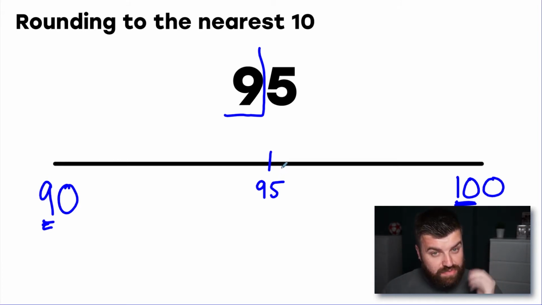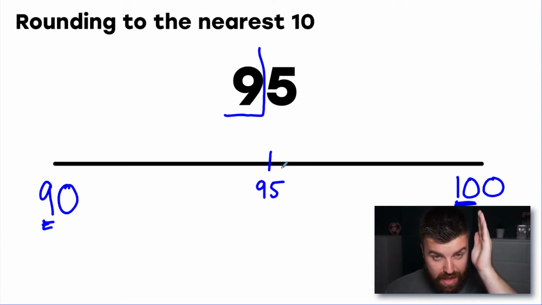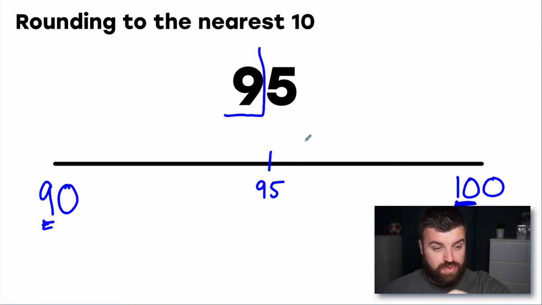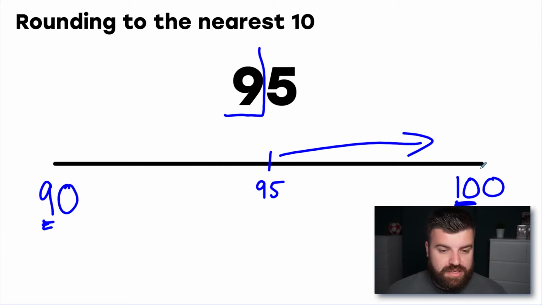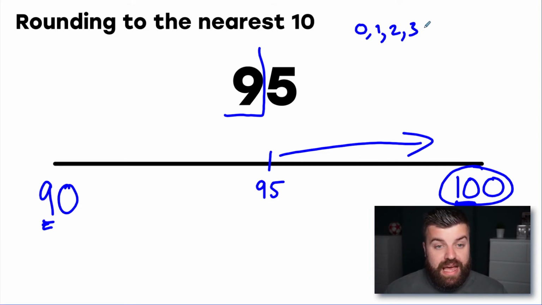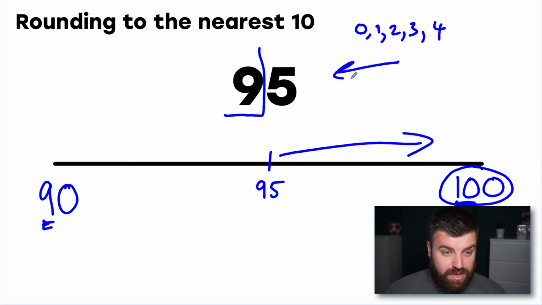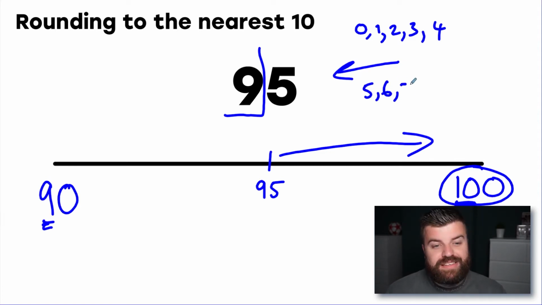And this is the first rule that we have to really just learn off by heart when we're rounding. If we see a 5, if we are halfway between the two multiples, we round up. So the answer to this one is 100. So we can think of it like 0, 1, 2, 3, and 4. We're going to round down. We're going to be closer to the lowest multiple. Then we have 5, 6, 7, 8, and 9. We are closer to the next multiple, so we round up.